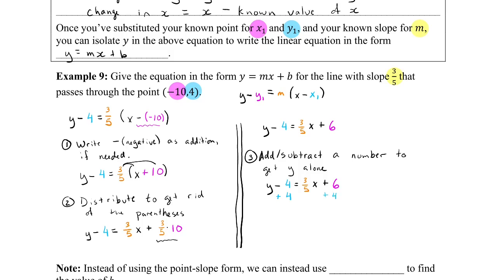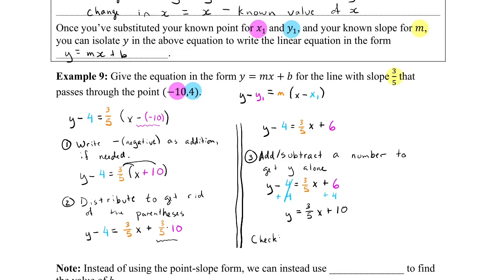On the left, -4 plus 4 cancels out, and we're just left with y. On the right, we have 3/5 x plus 6 plus 4 is 10. So our equation then is y equals 3/5 x plus 10. And of course we can check this.